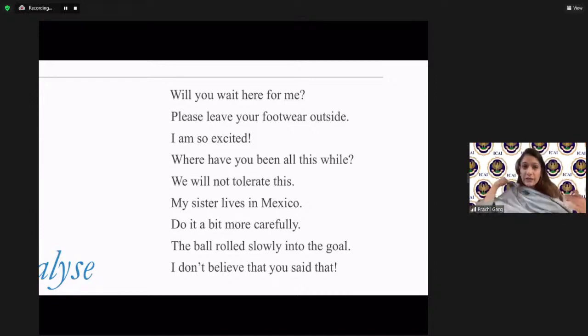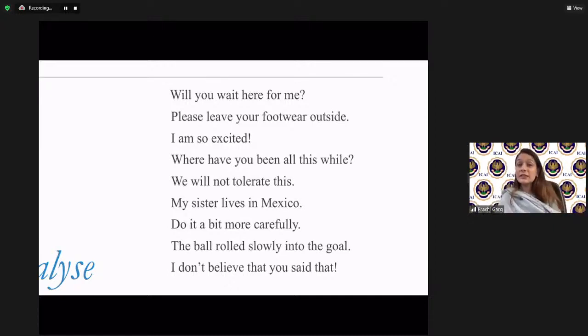Will you wait here for me? That is a question, so of course it's interrogative. Please leave your footwear outside. This is an imperative sentence, right? You are requesting someone to leave the footwear outside.